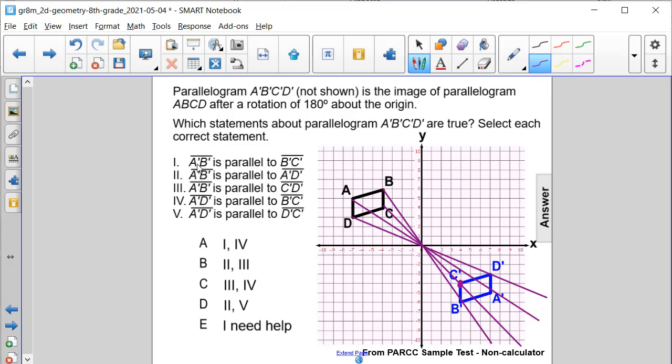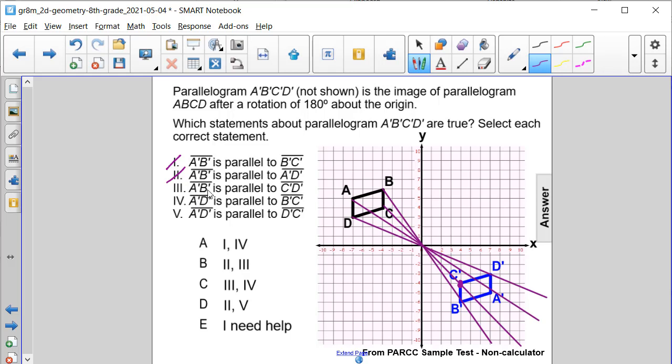So it's saying segment A prime, B prime is parallel to segment B prime, C prime. No, those two are adjacent sides. They intersect. They're not parallel. Let's look at A prime, B prime is parallel to A prime, D prime. No, they intersect also.